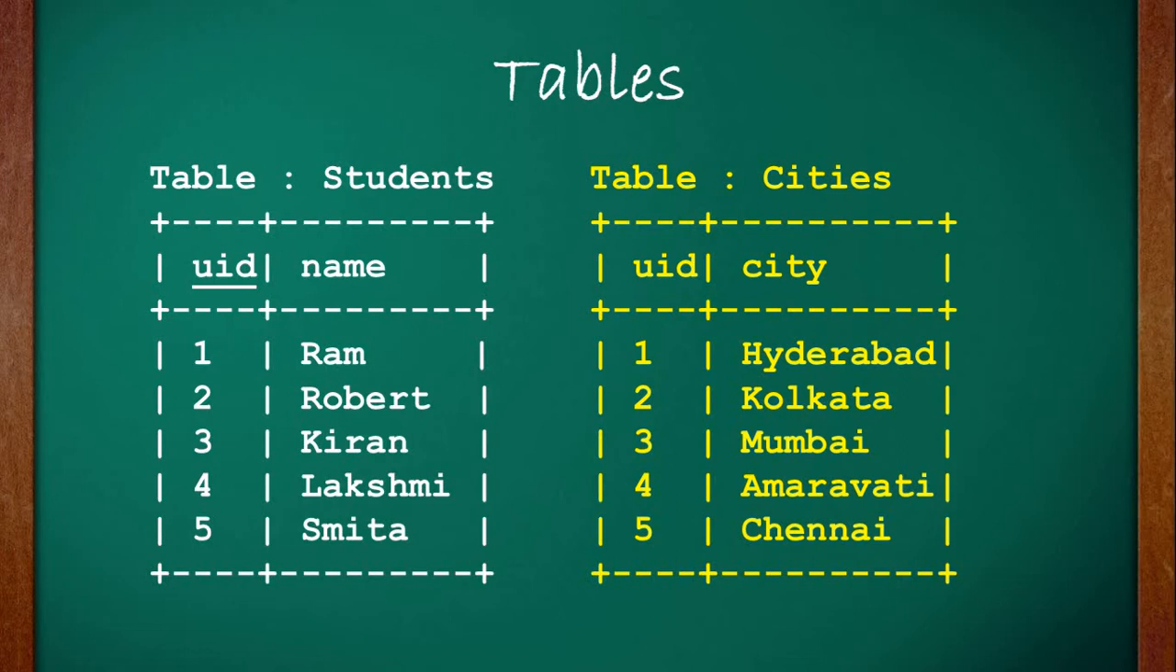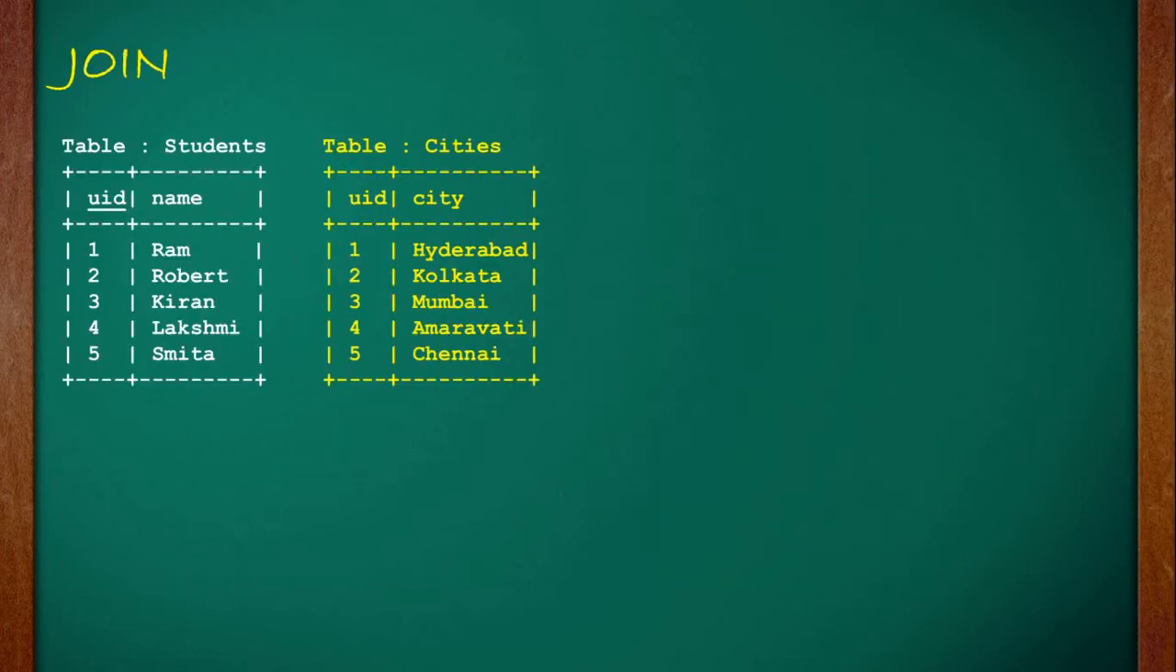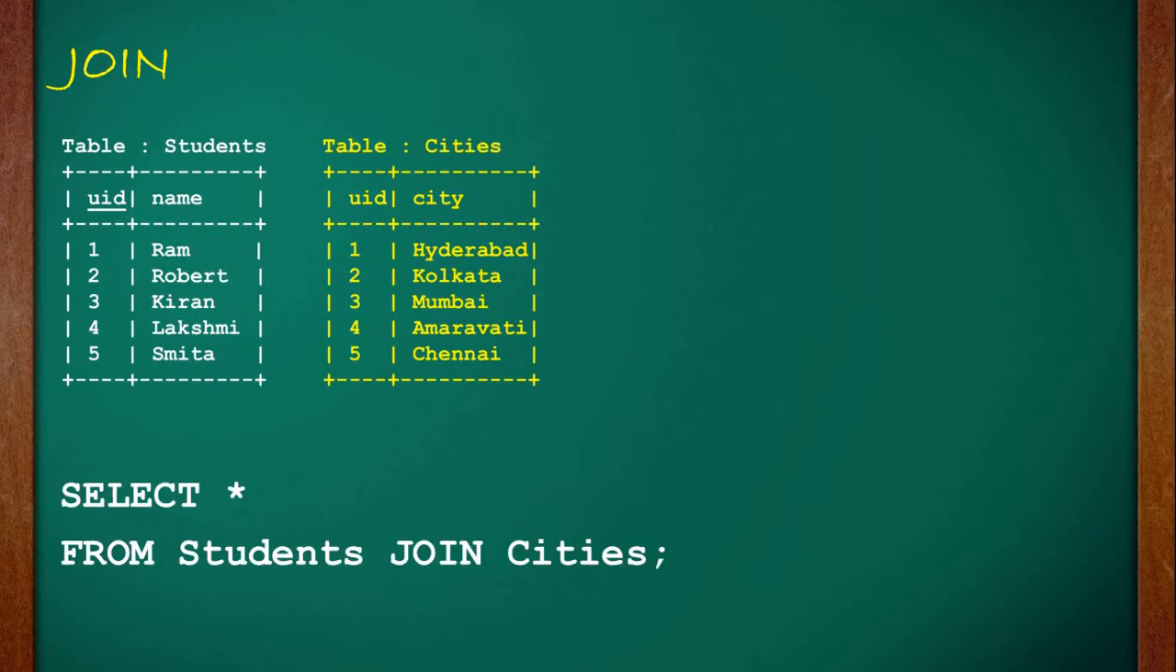Now we are going to write a query to get the name of the student and the city to which the student belongs in a single row. For that, we need to use joins. And the query for doing this is select star from students join cities. Here star indicates that this query is going to retrieve all available columns from both the tables.